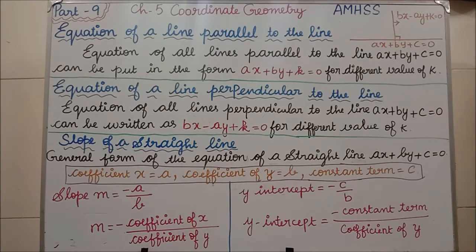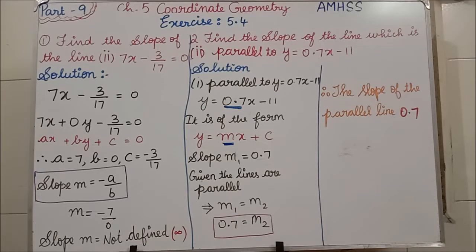It is very easy. Only a small thing we will apply here. We will start exercise 5.4 now. Students, this is the first question of exercise 5.4. See the question. Find the slope of the line 7x minus 3 divided by 17 is equal to 0.